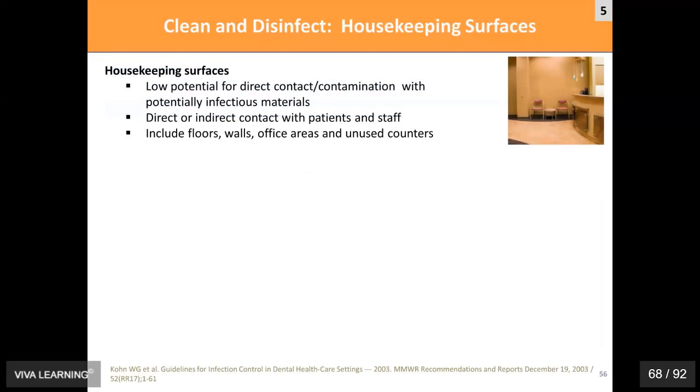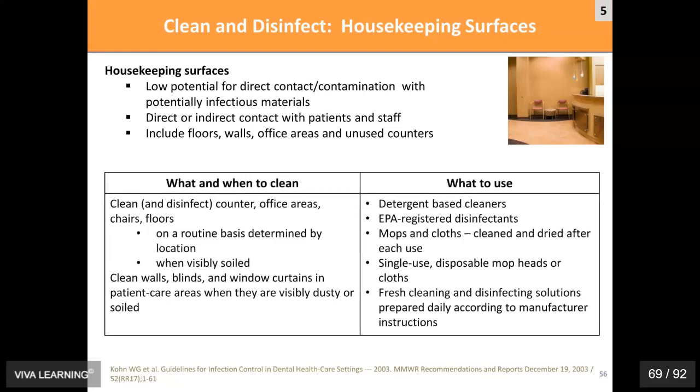Housekeeping surfaces, we're talking about things that are unlikely to cause cross-contamination problems, things you don't touch, like floors, walls, office areas, unused countertops. And what you want to do here is use detergent-based cleaners. For example, it could be EPA registered low-level disinfectants.